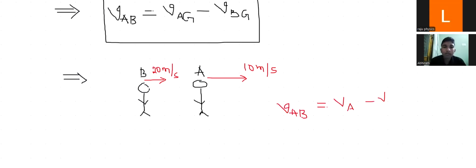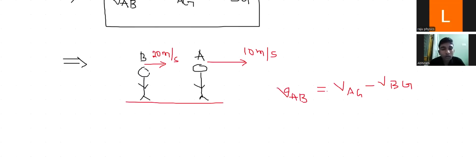But with respect to the individual bodies as a ground: VA with respect to the ground, VB with respect to the ground. They are running with the ground. So now you can take individual velocities with respect to the ground. Clear? What is the velocity of A with respect to the ground? 10 minus 20. So what is the value? Minus 10 meters per second.